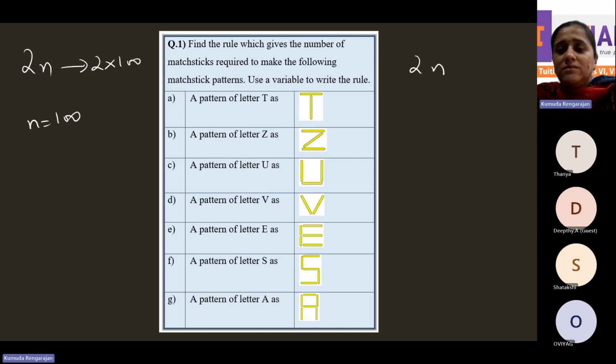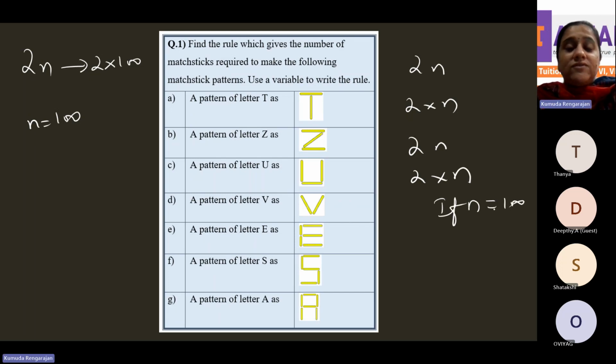Because 2n means 2 into n. If n is 100, that is if you want to make 100 T's, then how many matchsticks you will need? 2 into 100. 200 matchsticks you will need.